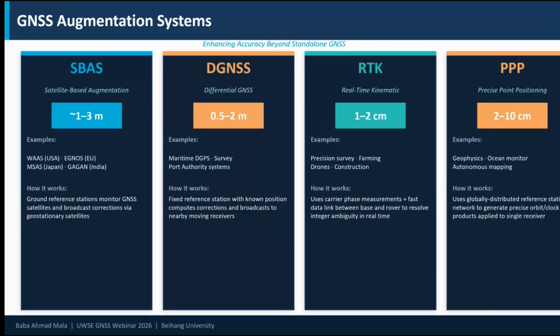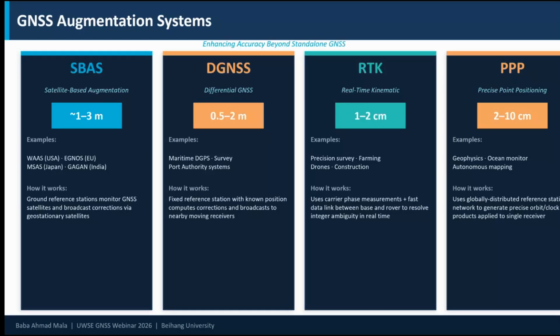Next, we are going to talk about GNSS augmentation. For GNSS augmentation, I'm going to talk about the satellite-based augmentation, differential GNSS, real-time kinematic, and then precise point positioning. Examples of satellite-based augmentation are the WAAS, the EGNOS of Europe, the MSAS of Japan, and the GAGAN of India. It works using a ground reference station to monitor GNSS satellites.